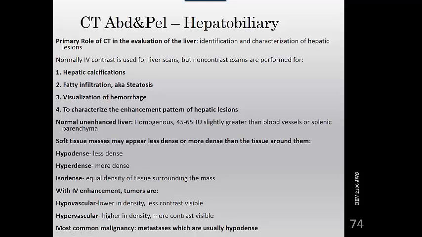Hello guys, this is CT 4071, lesson 3, part 2, and we're talking about hepatobiliary scanning, the liver and the biliary system.